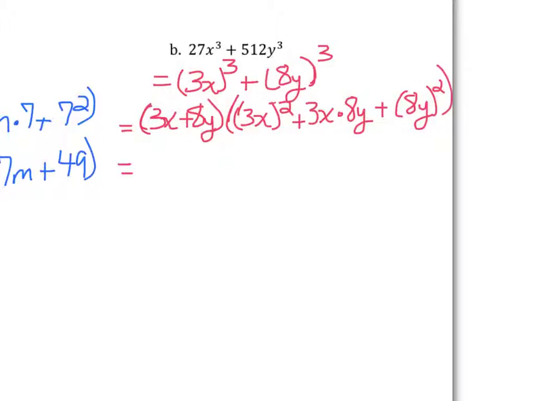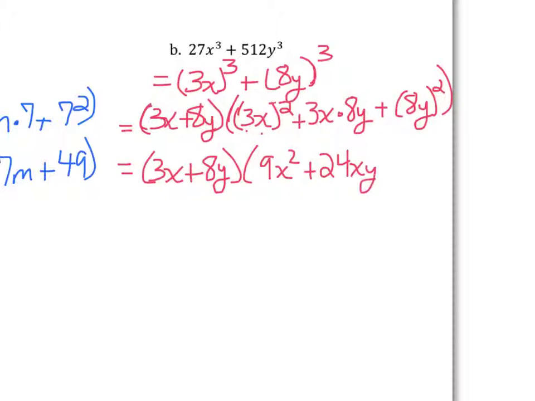And so this is going to equal 3x plus 8y times, when I square the 3 and the x, I get a 9x squared. 3 times 8 is 24. X times y is xy. And 8 squared is 64. And of course, I have that y squared there. And that is how I factor that binomial there.